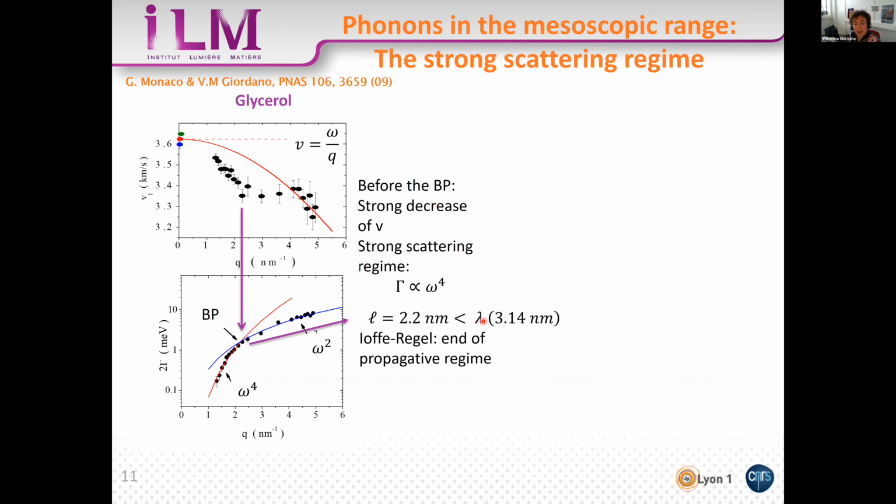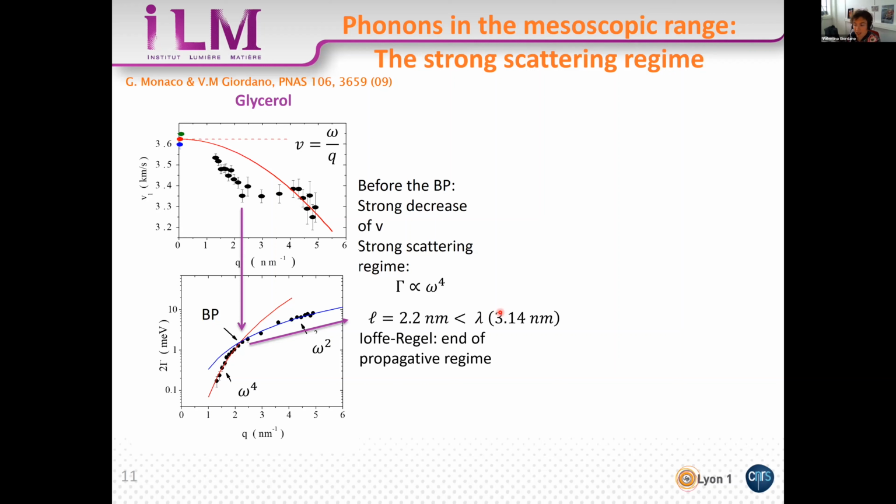And actually, this is what is called the Ioffe-Regel limit, which establishes the end of the propagative regime. Above this value, the phonons can be called diffusons because they don't propagate anymore, but they diffuse.